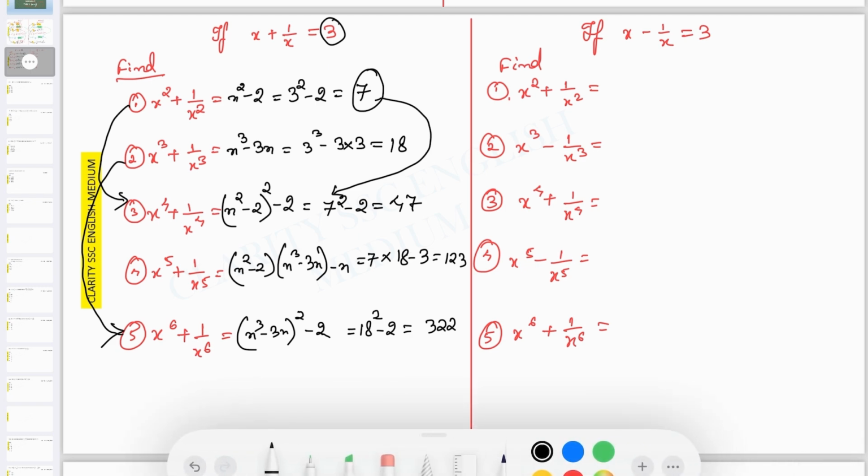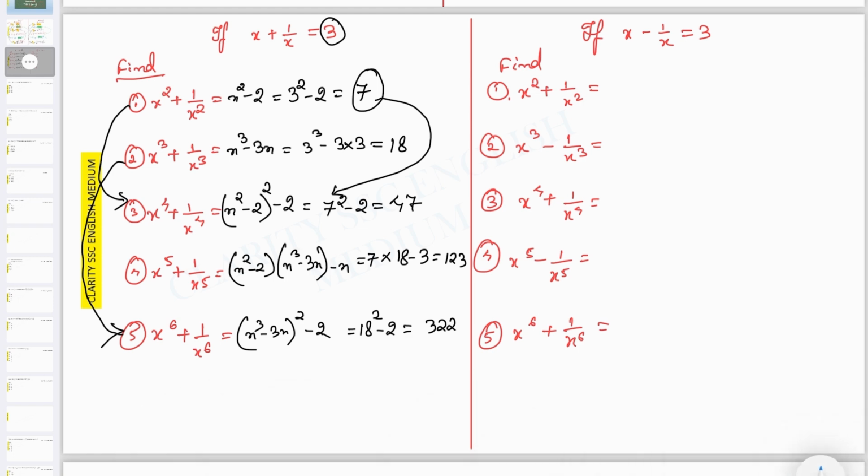And the last one, if you need to find x to the power 8 plus 1 by x to the power 8, it's also nothing but square minus 2. 47 square minus 2. This is 2209 minus 2. That means 2207.